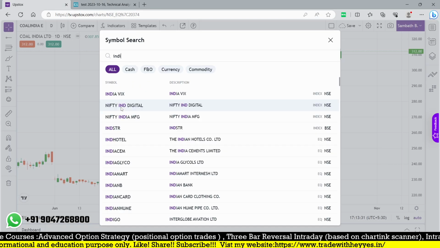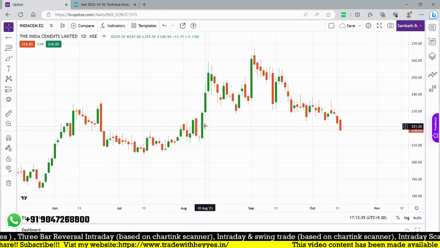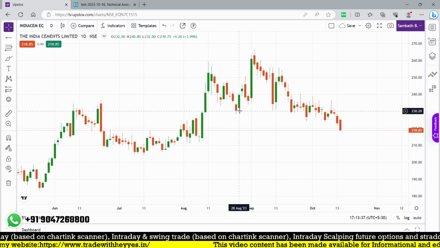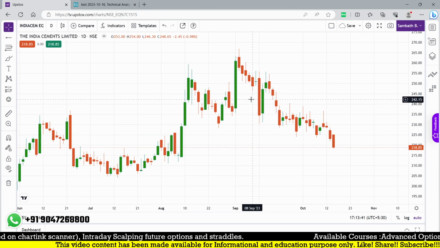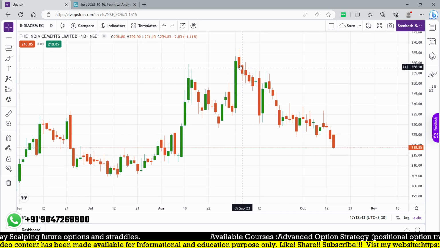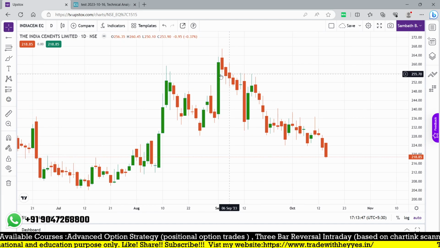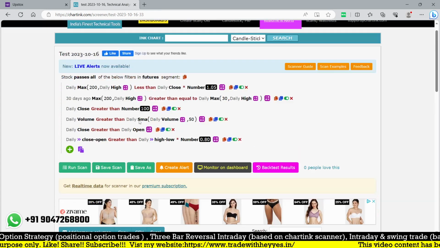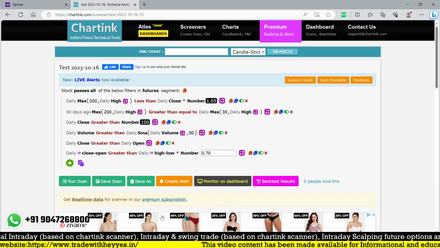So India Cements 19. It's now 19. 28th August. Maybe this huge candle, maybe this one is failure. So almost 10%, but 10% we are not going to take a risk. But you need to plan. So if you are adjusting this, you will be getting more stocks. Okay, so maybe 0.7 also you'll be getting many stocks.